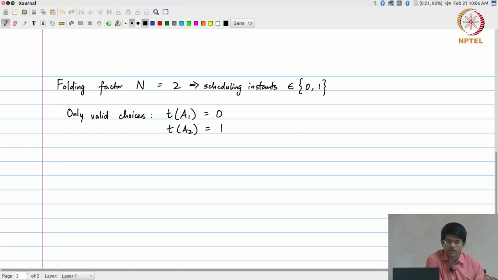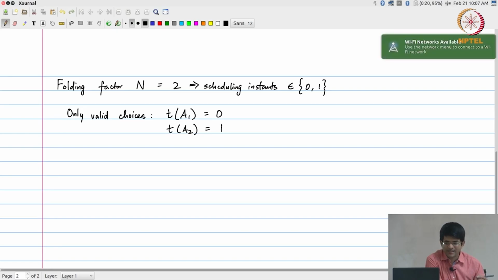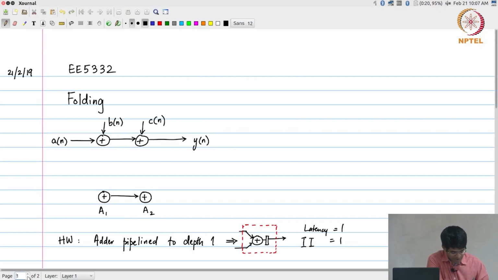Okay. These are the only choices which allow us to satisfy the constraints under this particular implementation. So now let's go further with that, and how do we translate this into a complete hardware architecture. Okay. Once I have these two numbers, what I can say is, let's look at the link from A1 to A2. A1 is now scheduled at time 0, A2 is scheduled at time 1.